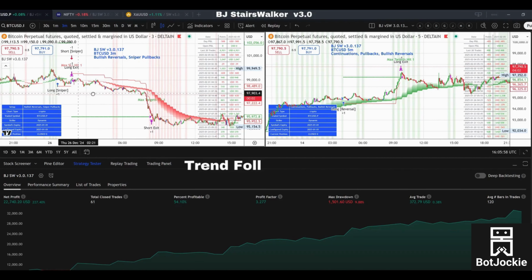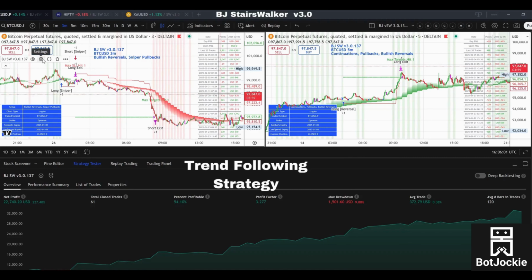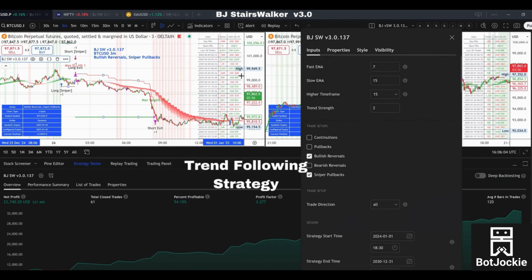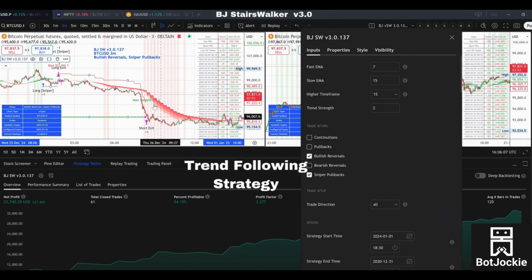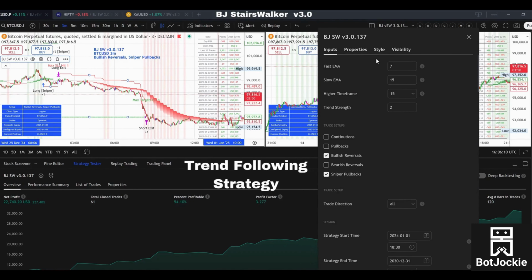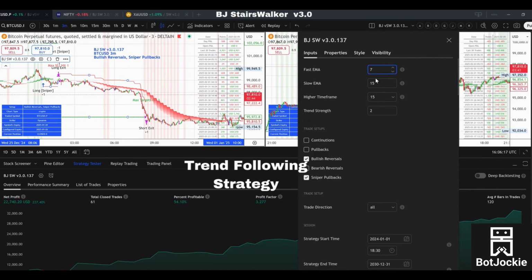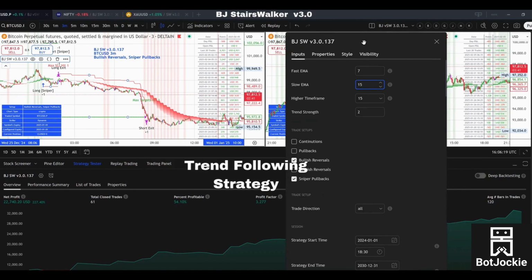So basically, BJ Stairs Walker is a strategy which is based on following a trend. Once a trend is established, we want to capture a part of that trend. To do that, we configure a pair of EMAs with certain lengths, like 7 and 15, or any length like this. And we also look at the same EMAs in a higher time frame, like 15 minutes, etc.